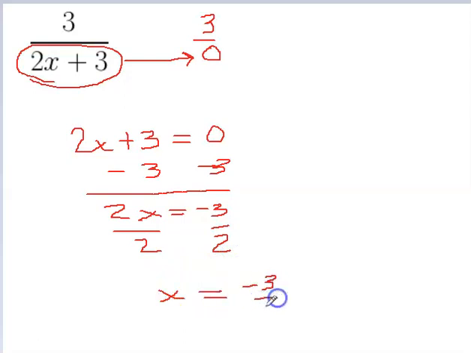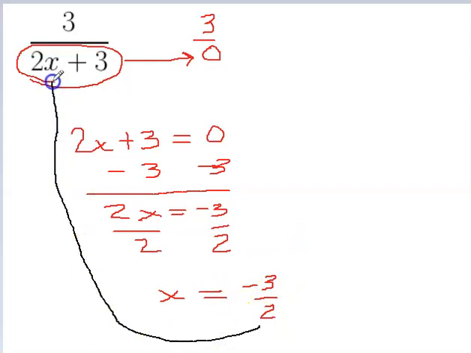Now, let's make sense of what this means. If I take this number and I plug it in for the x, and I work out the bottom, in other words, I take negative 3 half, multiply by 2, and then whatever answer I get, I add 3. If I plug in that number in here and I work this out, I get 0 on the bottom, and I don't want that. That's why I can use any number for x as long as it's not negative 3 over 2.